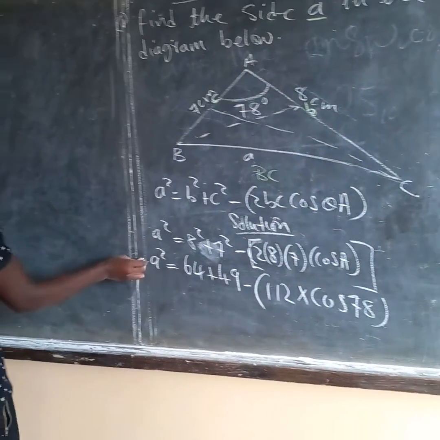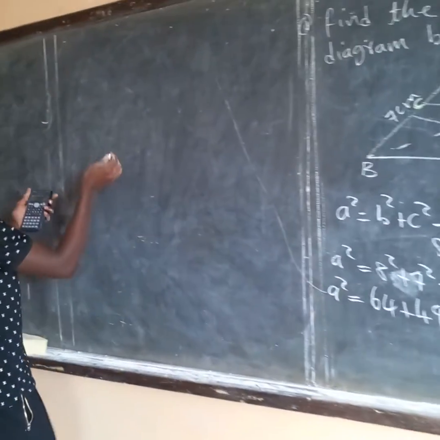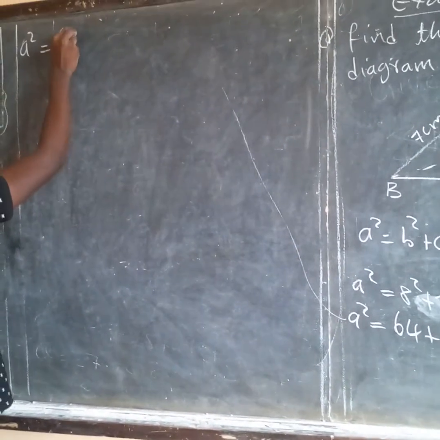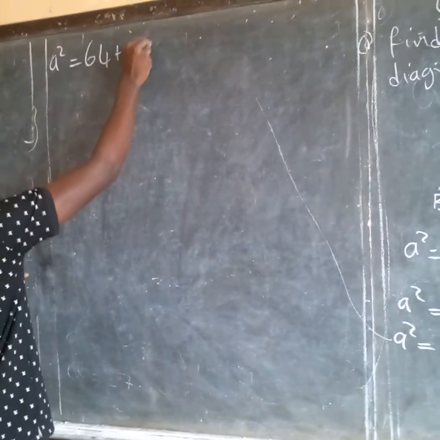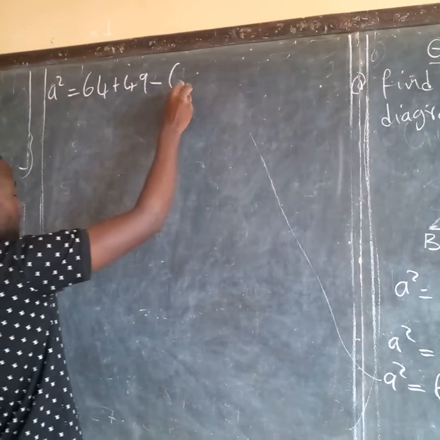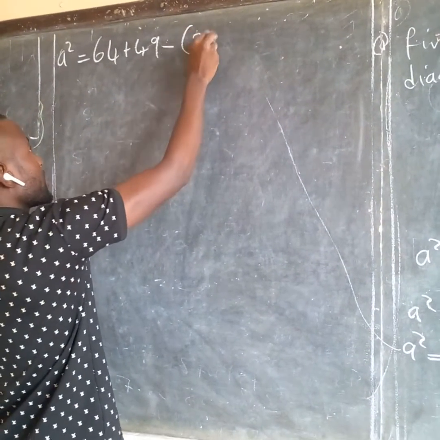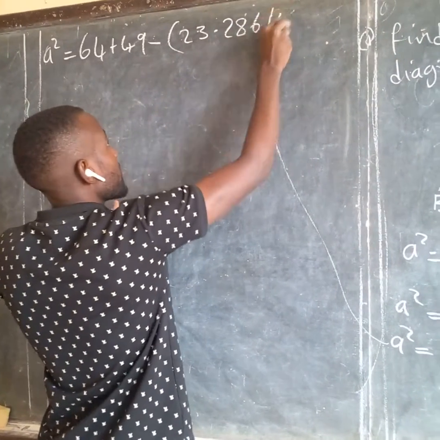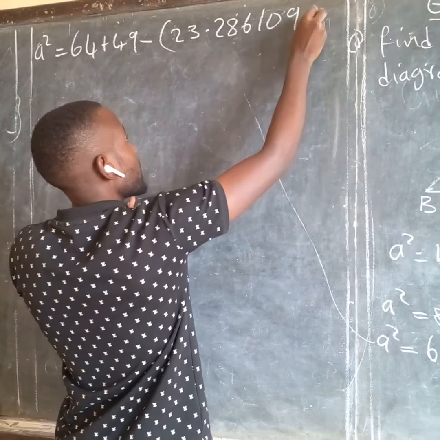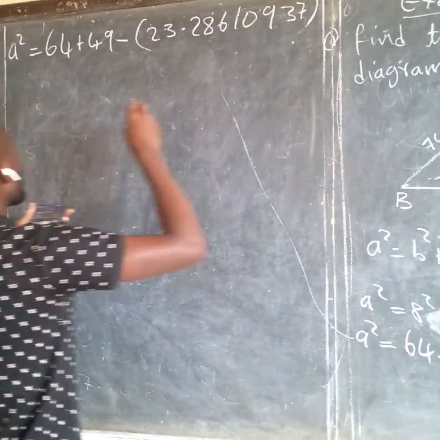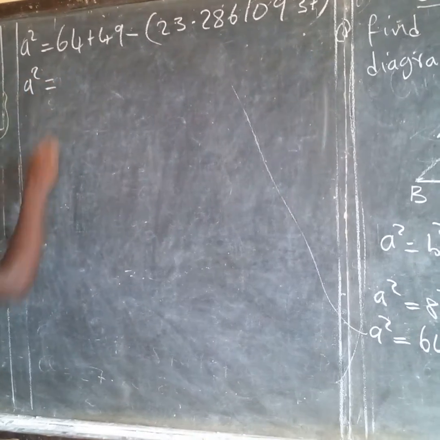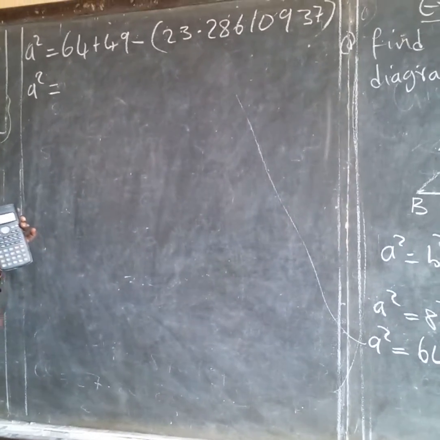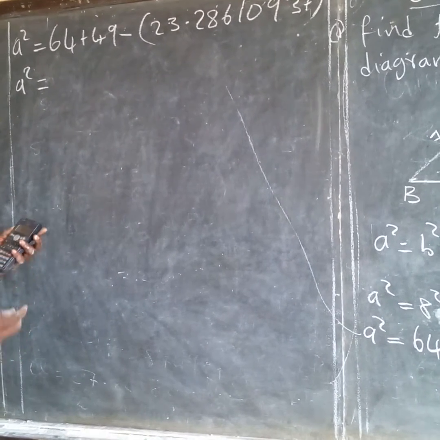So let's take this to the next board. We are saying that we have A squared is equal to 64 plus 49 minus, when you multiply that inside the box, we are going to have 23.28610937. So now we are going to add this, saying A squared is equal to, so make sure you follow the step by step and use your calculator, which is Casio and Sharp. I recommend these two calculators because they are very good and they give accurate answers.